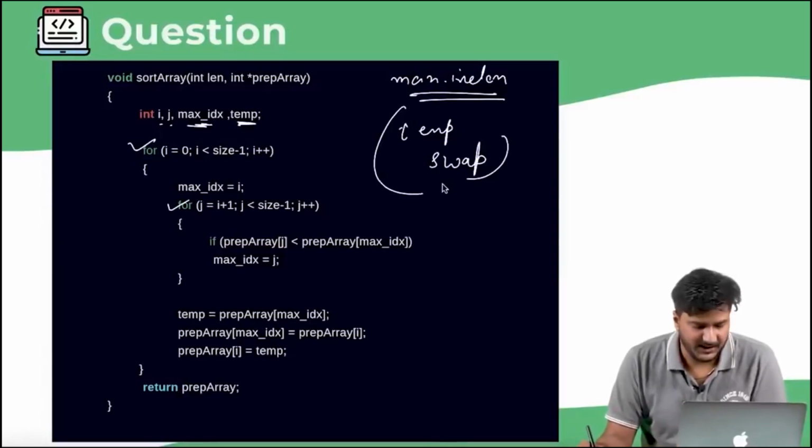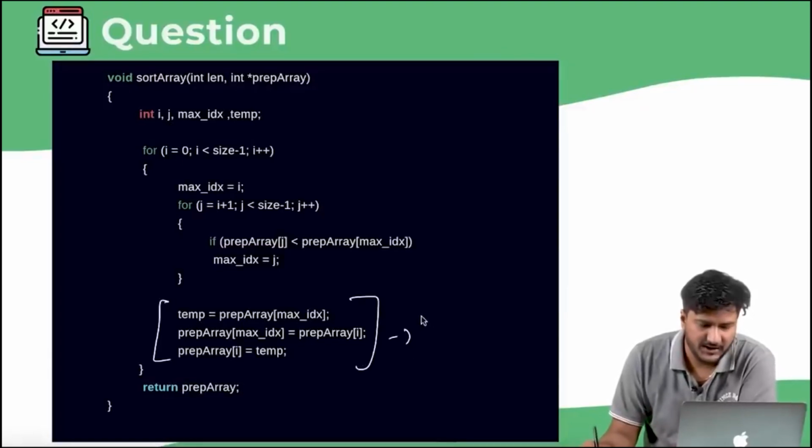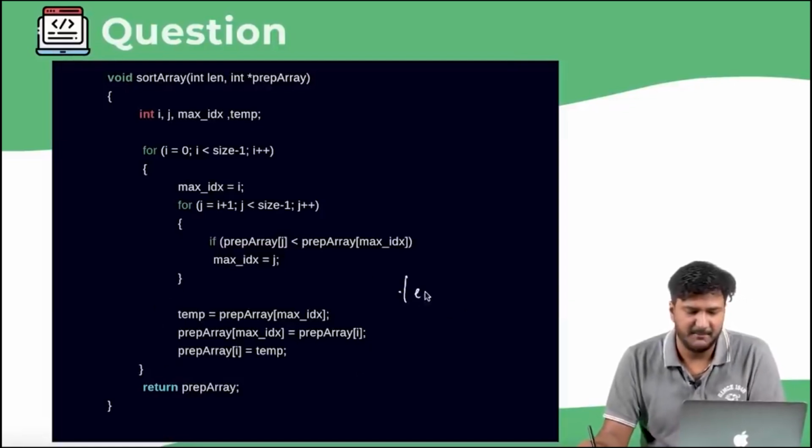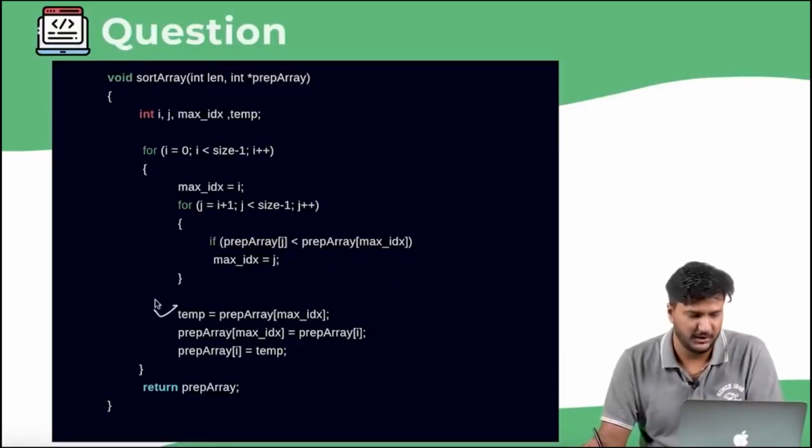So in this particular question, this part is used for swapping. Temp is equal to A, then A is equal to B, and then B is equal to temp. You can compare it with this, and it comes out the same way. So there's no issue in this.